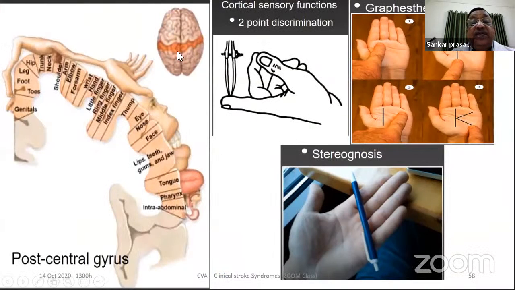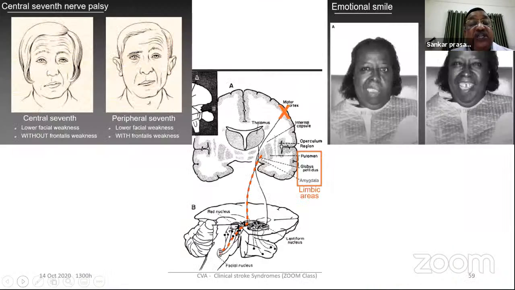So this is the sensory system. The postcentral gyrus also supplies, and the homunculus is depicted here. The cortical sensations are two-point discrimination, graphesthesia, and stereognosis. These three are characteristically disturbed in the presence of intact touch, temperature, and pain sensations. So these cortical sensations are affected if there is a stroke in the postcentral gyrus.